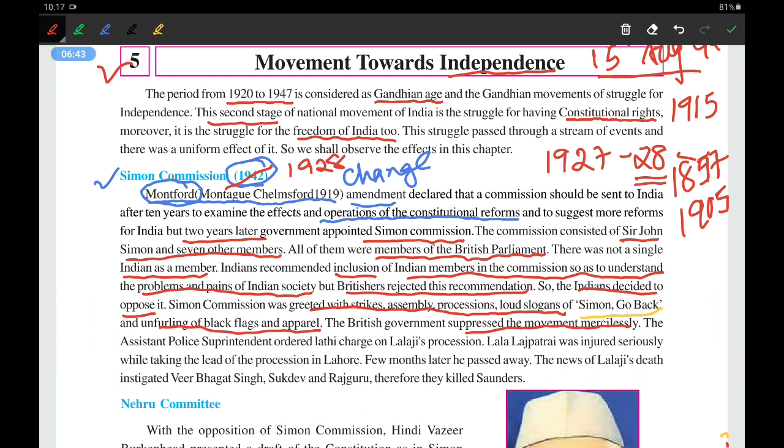They even beat the people, arrested them, and put them behind bars. The assistant police superintendent ordered a lathi charge on Lalaji's procession. Lala Lajpat Rai was taking a march, a procession, and the police superintendent ordered a lathi charge on it. Lala Lajpat Rai was seriously injured while leading the procession in Lahore.